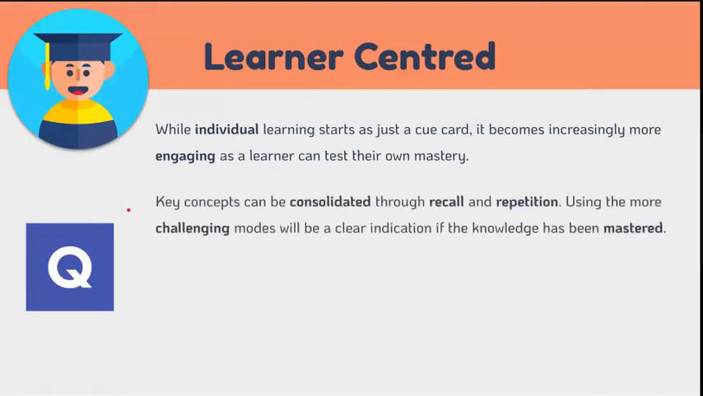And then the other thing, how it works, is key concepts are consolidated through recall and repetition. Using the more challenging modes will be a clear indication if the knowledge has been mastered. So the more challenging it becomes, the more important it becomes that a learner must actually know the concept. For example, when you start off with it, you simply click on multiple choice and select the one that you think is the correct one. But as you progress, you actually need to start typing out the term. There's matching elements to it. There's all sorts of different things that really show whether or not you understand the concept.